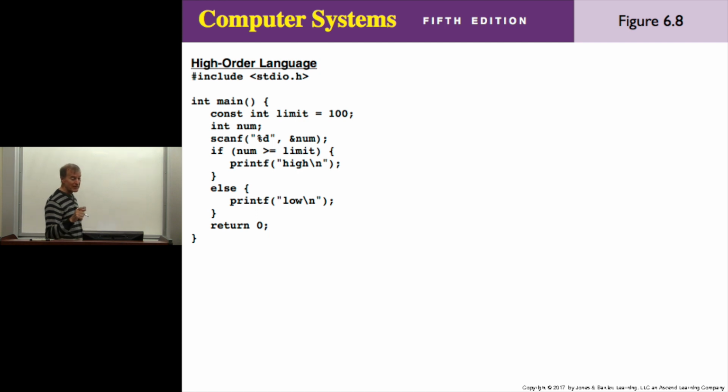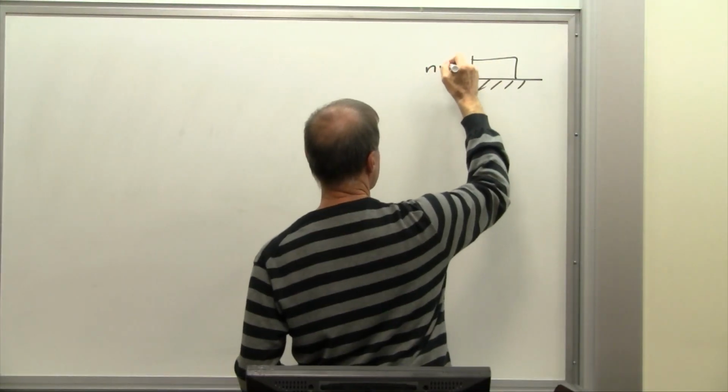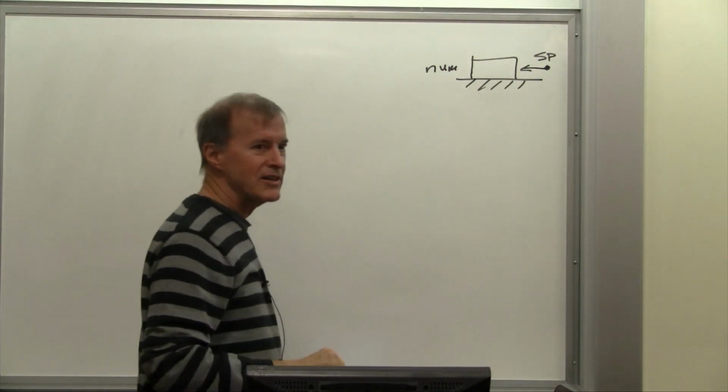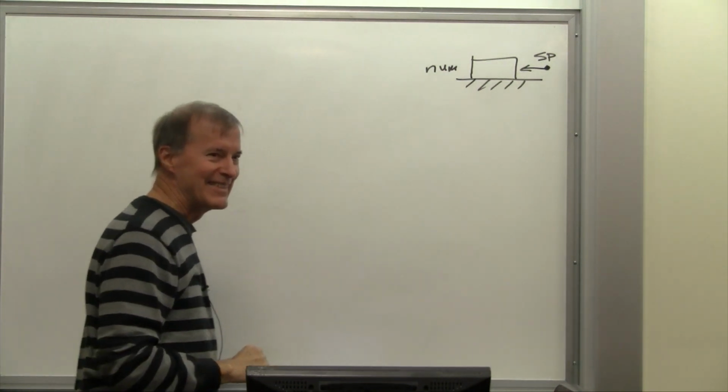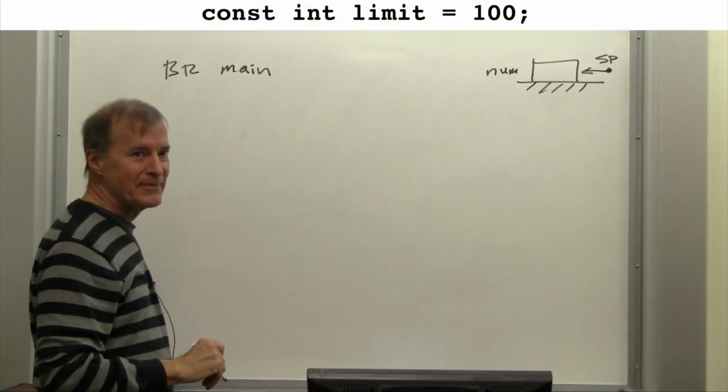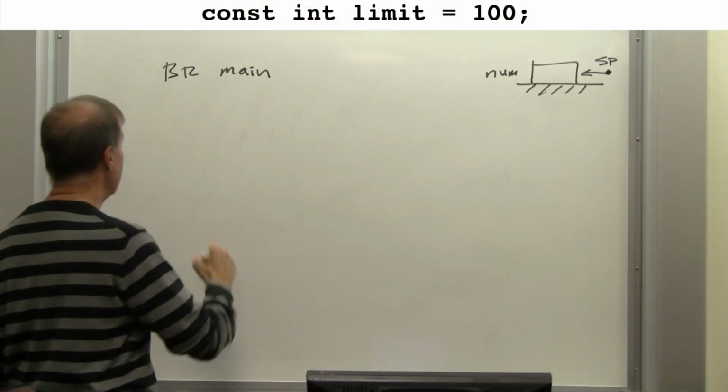Before we do anything else, is limit a variable, yes or no? No. So is it stored on the runtime stack? No. What about num? It is. So does everybody see, here's num, here's the stack pointer. Okay, branch to main. Okay, now, next. Limit, good.